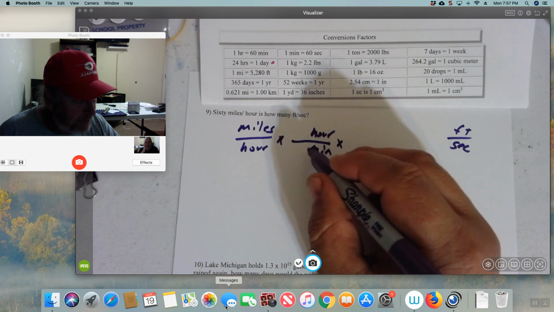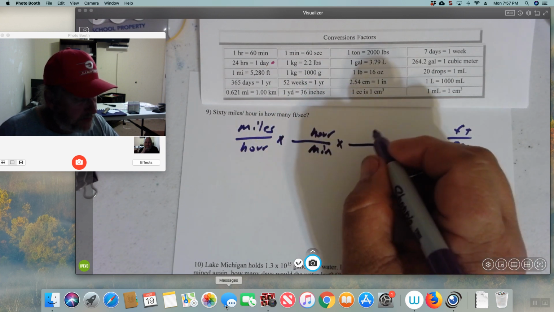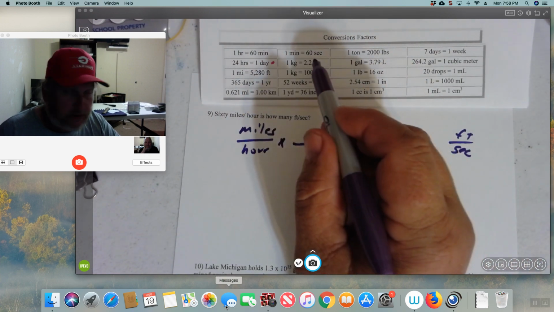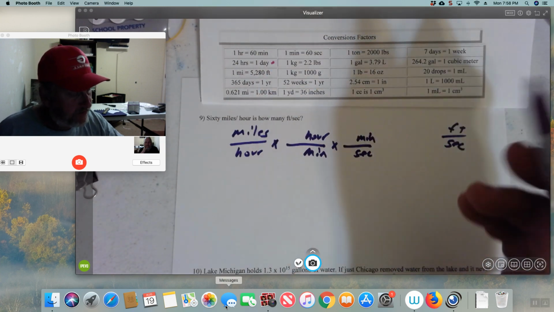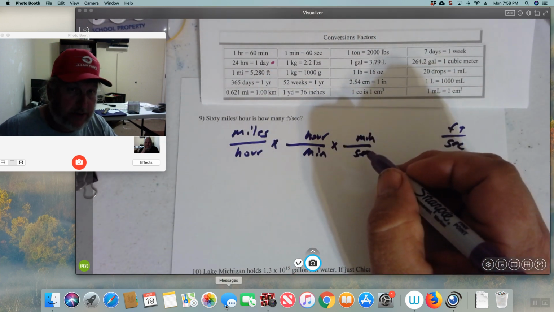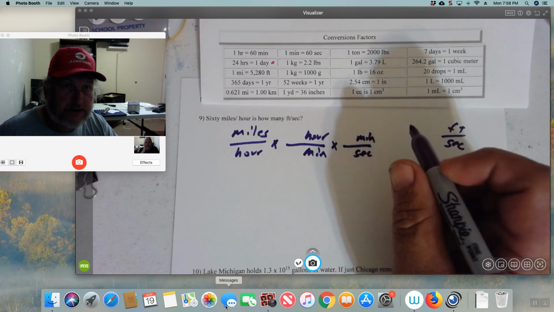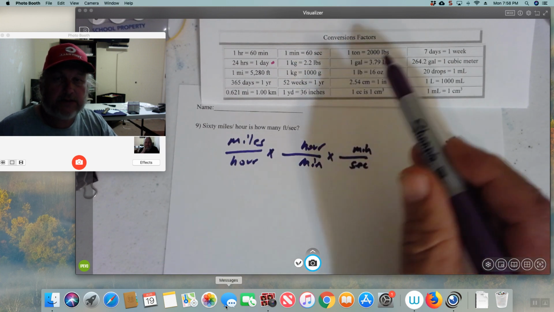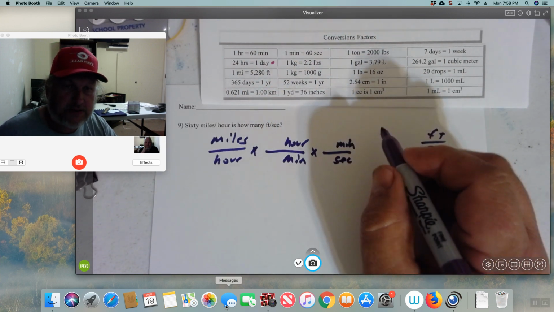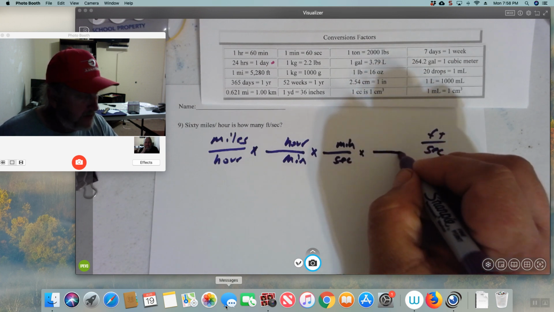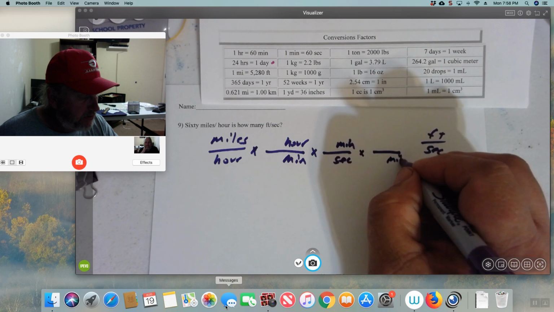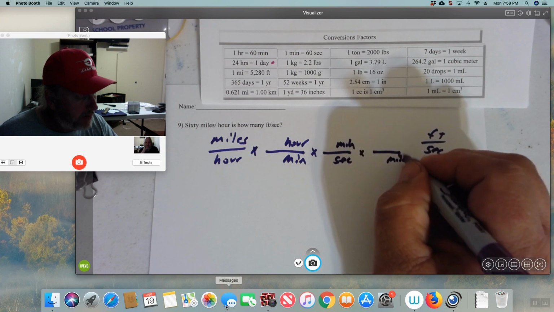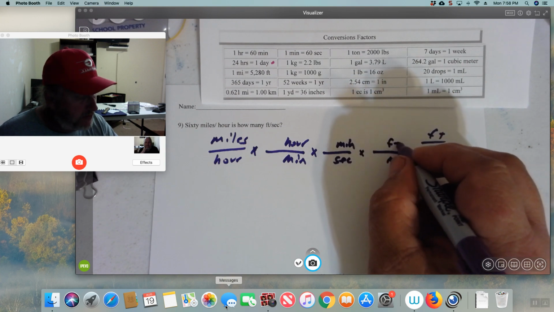Now I've got hours factored out. I've got to worry about minutes. So I need to put the minute unit up here, and that's going to give me seconds in the denominator because of that conversion factor. Now I need to go feet per second. Let's see if there's a conversion ratio. Miles. Yes, there is. 1 mile equals 5,280 feet. So if I set that up, miles needs to go on bottom, and feet needs to go on top.